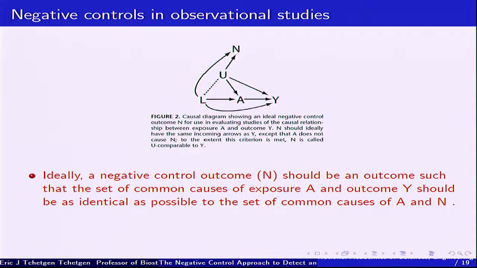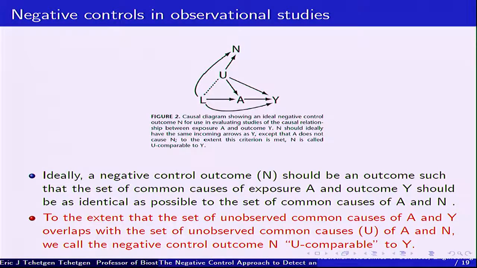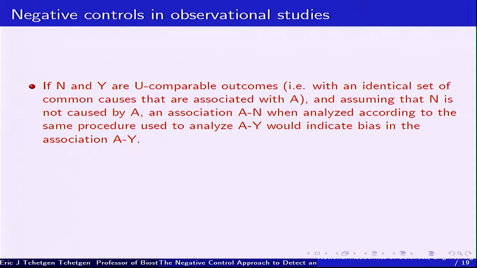as much as possible. To the extent that the set of unobserved common causes of A and Y in this graph overlaps with the set of unobserved common causes of A and N, we call the negative control outcome U comparable. This is, of course, an ideal situation that will never occur, but to the extent that you can approximate it, the hope is that it would lead to a tool for detecting unmeasured confounding.